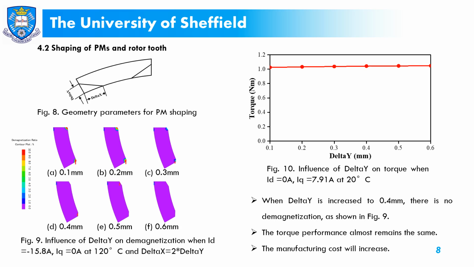Figure 9 shows the influence of delta y on demagnetization when delta x equals 2 times delta y. When delta y is increased to 0.2, 0.4 mm, there is no demagnetization, and the torque performance is not affected. However, the manufacturing cost will increase.